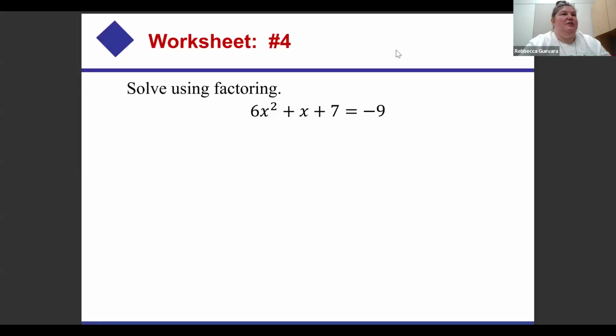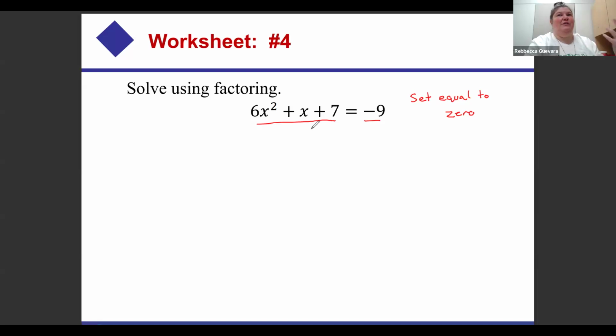All right, so this is just a little different. In this case, it looks like we have a whole polynomial over here, but it's still not set equal to 0. So you might be tempted to start factoring this, but you still have to move this over here if you actually want to solve the equation.